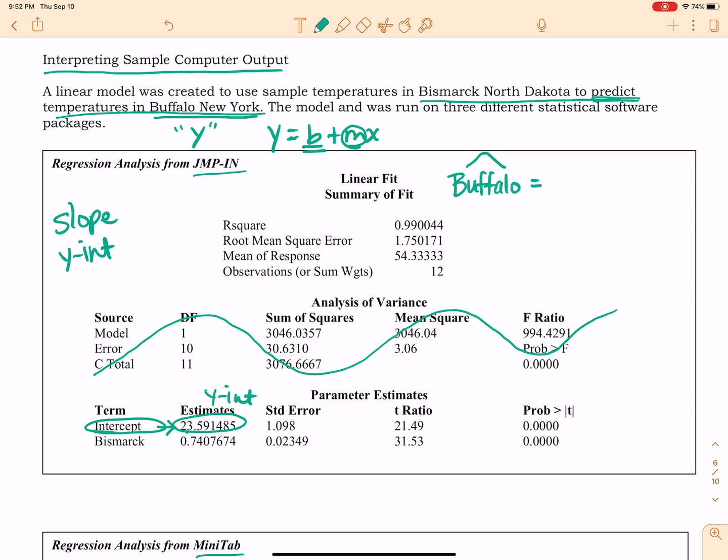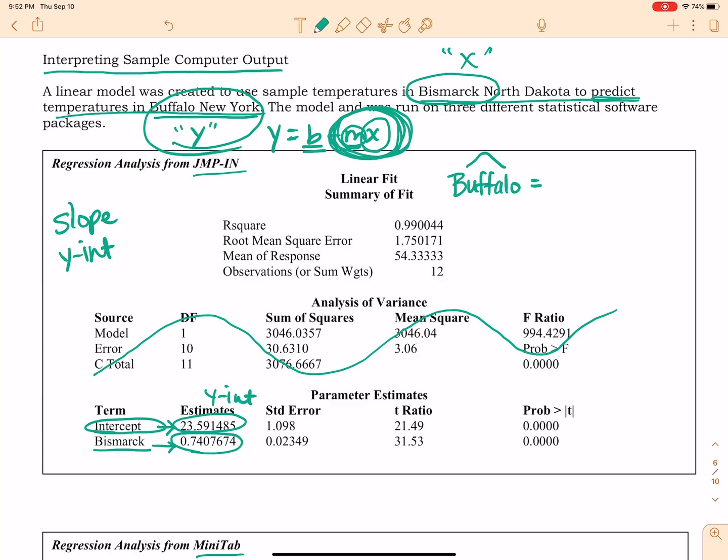What? That means the other one, Bismarck. Bismarck is going to be x because it is my explanatory variable, because I already established that Buffalo is my response variable. So since Bismarck is my explanatory variable, the number right next to it is the slope, because in my equation, isn't slope right next to my explanatory variable? Yes, it is. So now I've got all the information I need to write my least squares regression line.